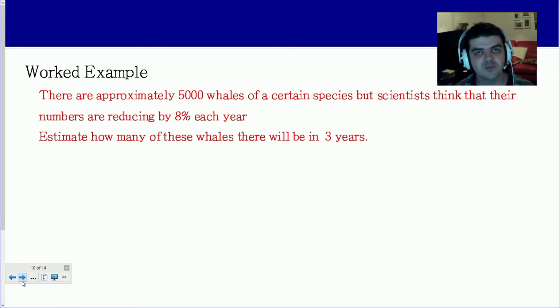Let's see how this works with another example. Again, you can pause the video, do it yourself, but I will warn you, in this one, there's a slight difference to it. Okay? You're still with me? This one is, there are approximately 5,000 whales of a certain species, but scientists think that their numbers are reducing by 8% each year. Estimate how many of these whales there will be in 3 years.